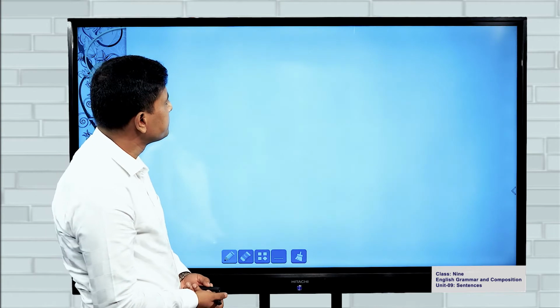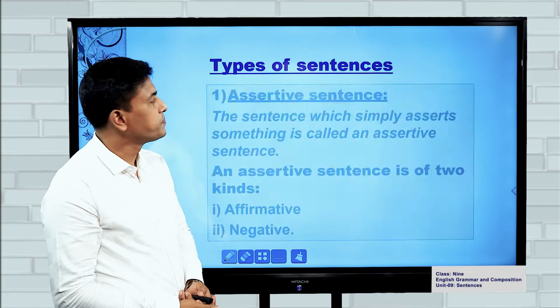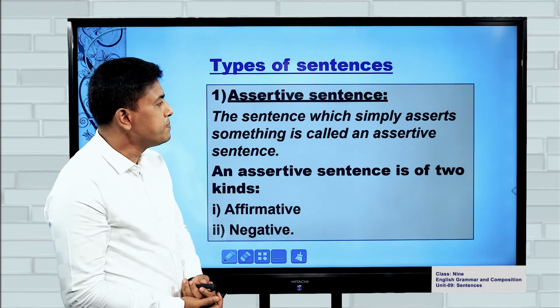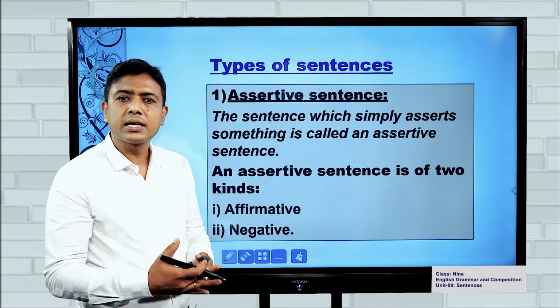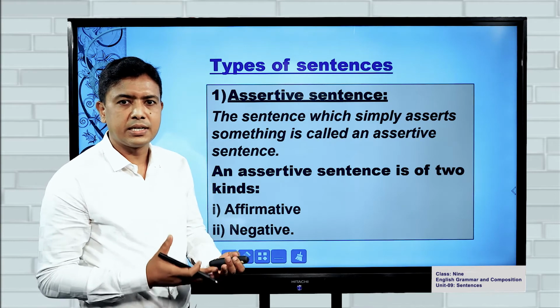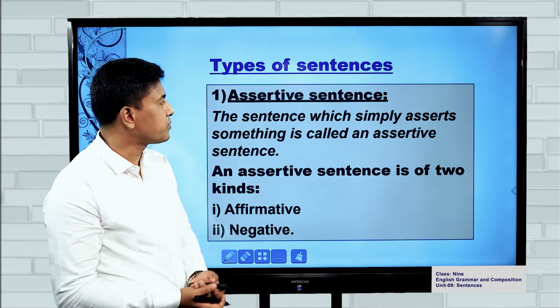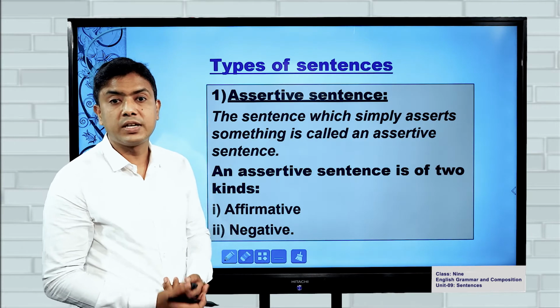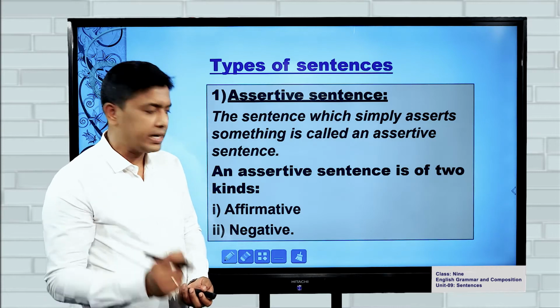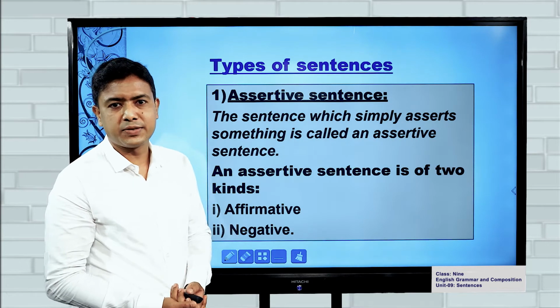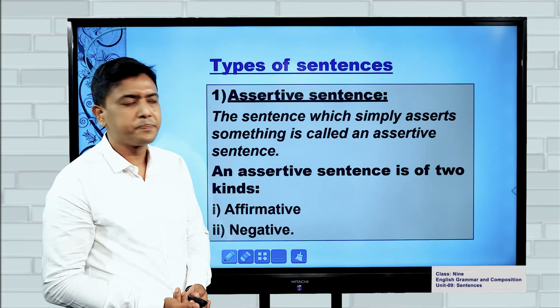The first one, an assertive sentence. The sentence which simply asserts something is called an assertive sentence. It is a kind of declarative sentence. It is talking about a statement. Therefore, it is assertive. It asserts something. Now, an assertive sentence is of 2 kinds, affirmative and negative. Let us learn what we mean by them.